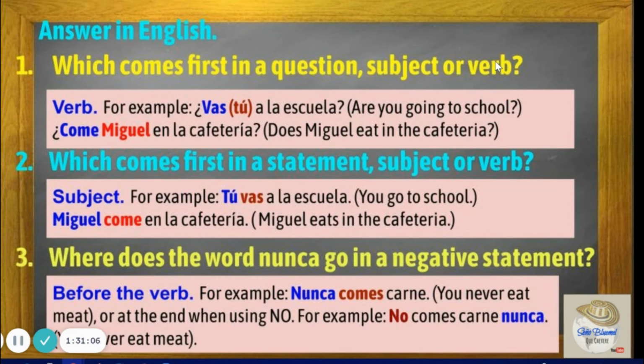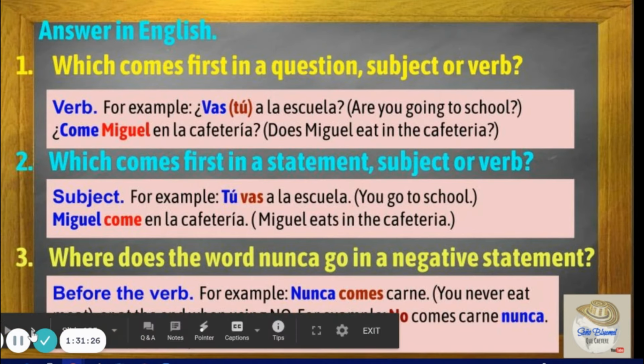You can also put it at the end when you say no. So when you're using a negative statement with no first, if you say no comes carne nunca, you have to split them, okay? You cannot put no nunca comes carne. That wouldn't be good. So you would say no comes carne nunca, and they both mean the same thing in English.